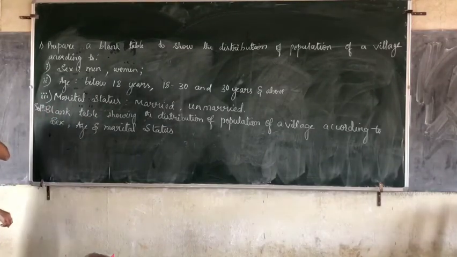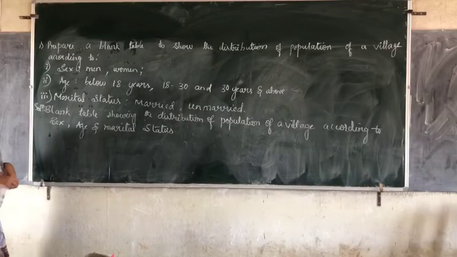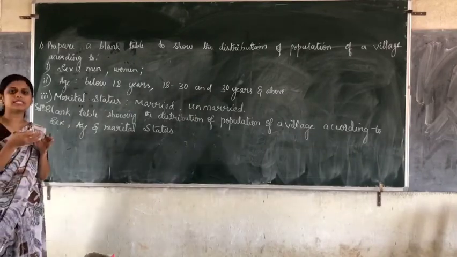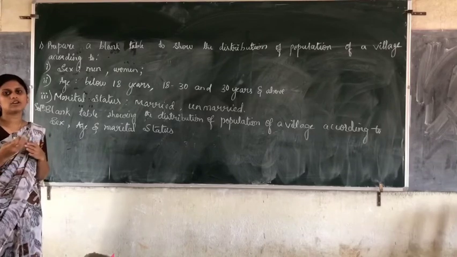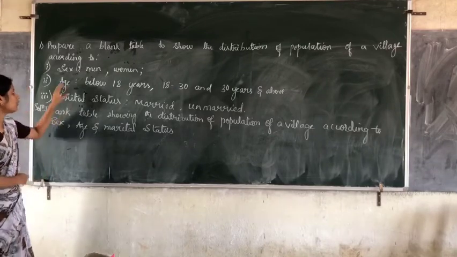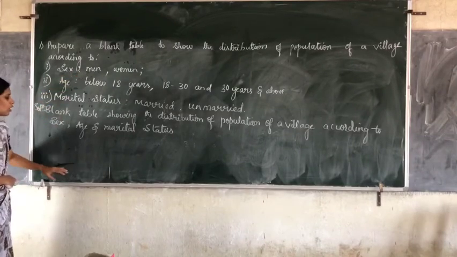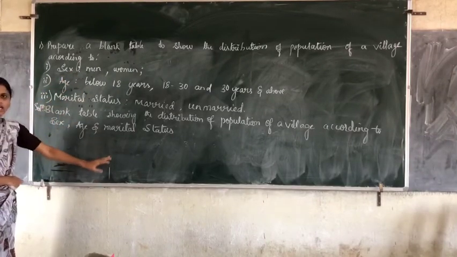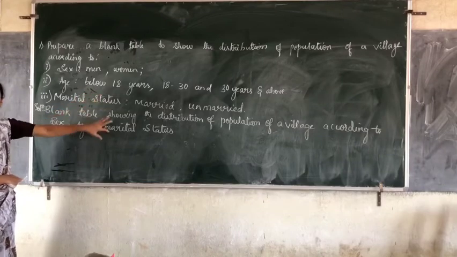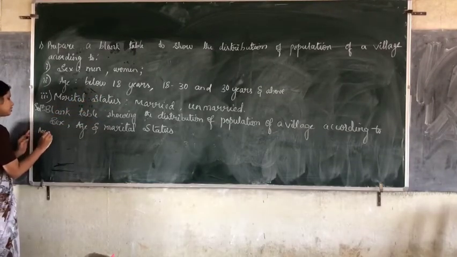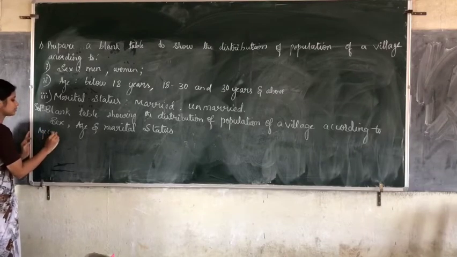So after writing the title for the table, you are going to draw the body. First of all, you should see which characteristic you are going to present in row and which characteristics you are going to present in column. First of all, we will present age in row and sex in column as well as marital status in column. So first, age in years.